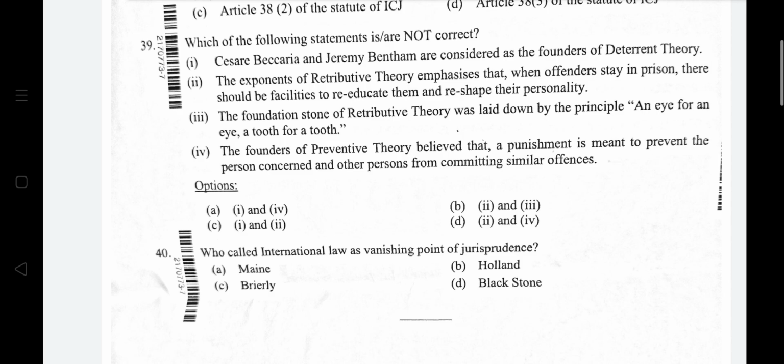Question number 40. Who called international law as vanishing point of jurisprudence? A. Maine, B. Holland, C. Berkeley, D. Blackstone. Answer is B. Holland. And with this, we conclude our today's lecture.